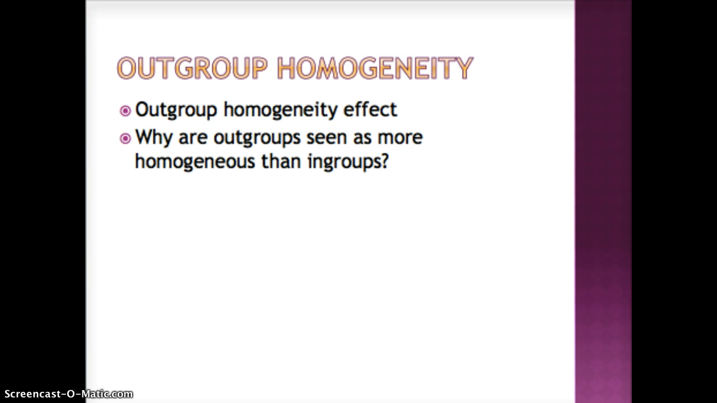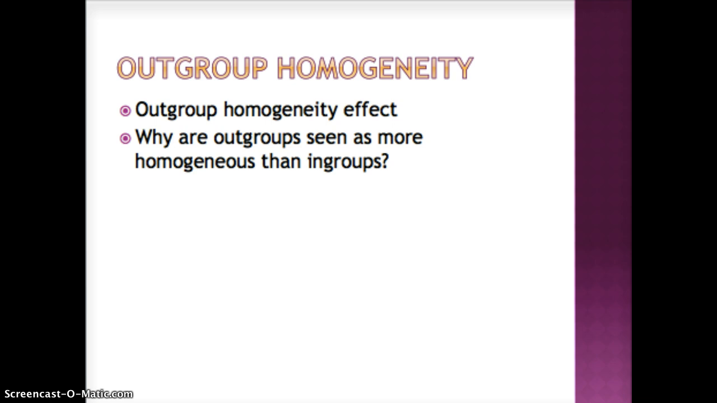I'd like to introduce you to another term. It's called outgroup homogeneity. Now that's a really big word for a pretty simple concept to understand. When we talk about outgroup homogeneity or the outgroup homogeneity effect, we're talking about the concept that people tend to see outgroup members as more alike than in-group members. So, outgroup members are more likely to be stereotyped.